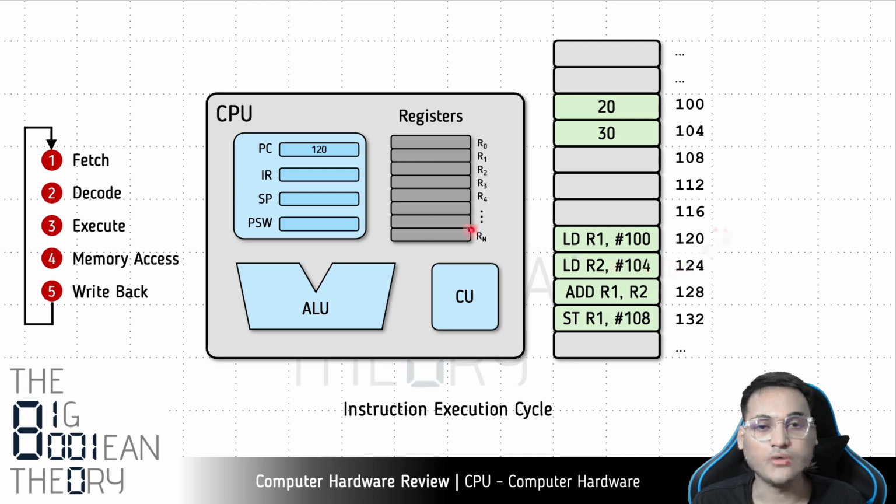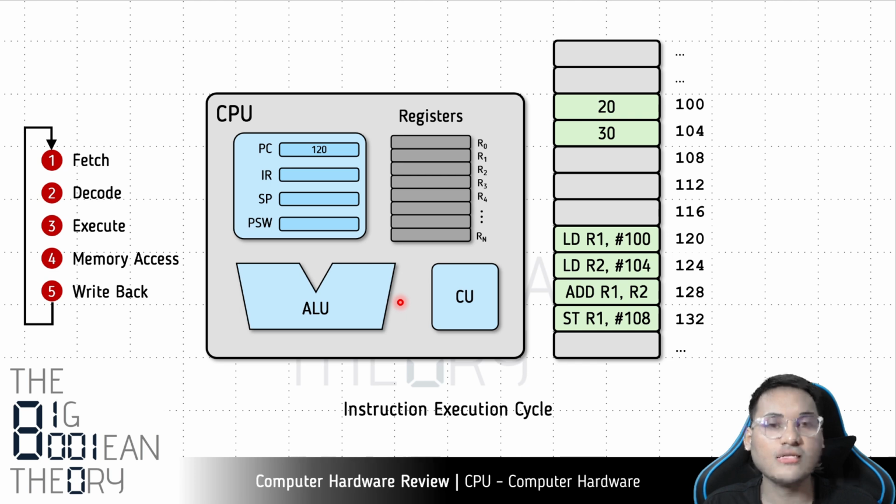This program starts from address 120. So you see the program counter stores the address of the first instruction. When we begin execution, we'll start from this instruction. These four instructions make up the program. This is the data for the program. And let's now see how these instructions are executed by following the instruction execution cycle.